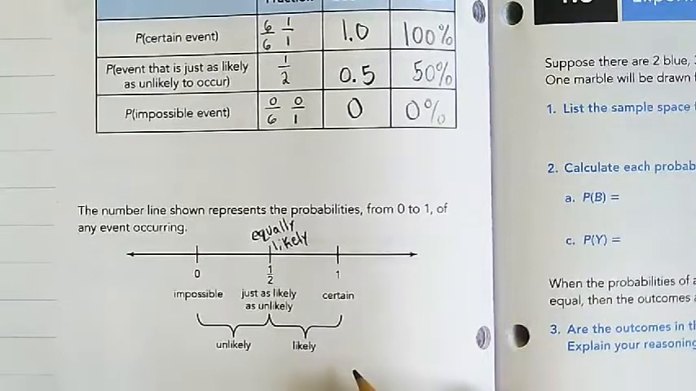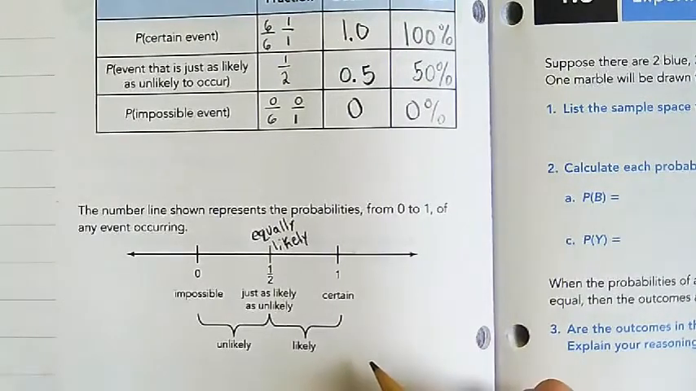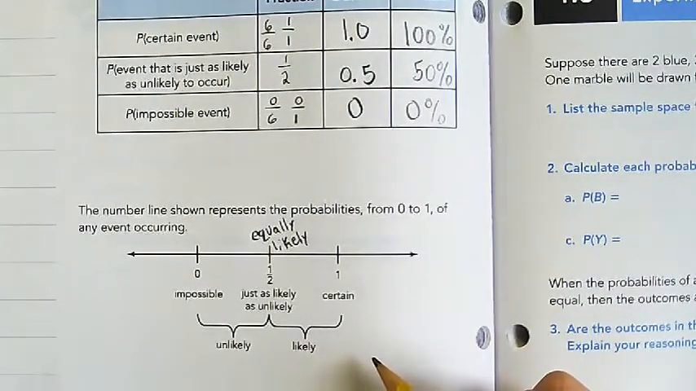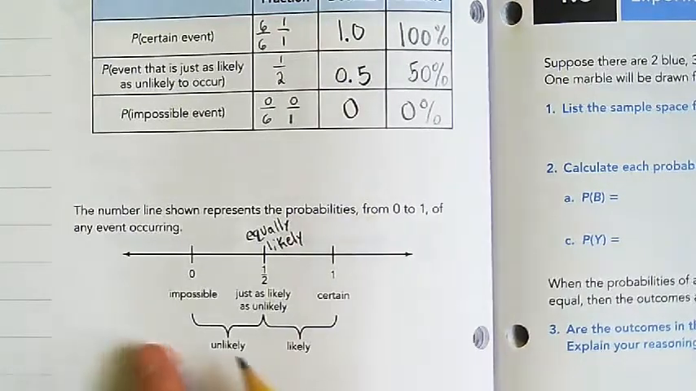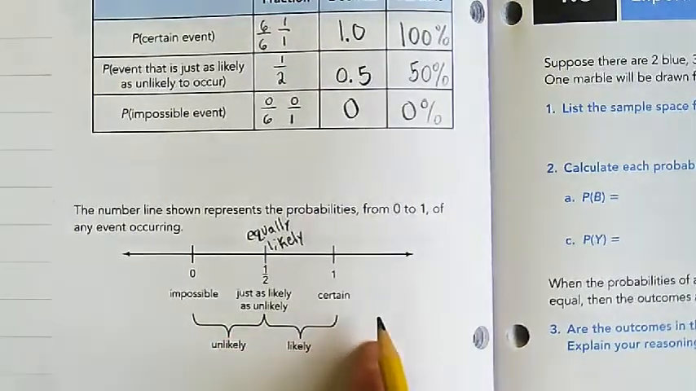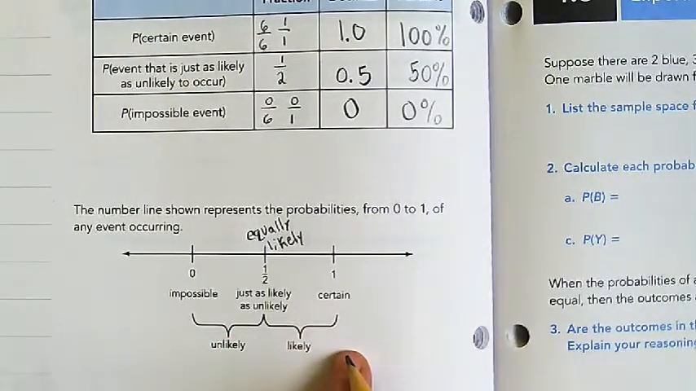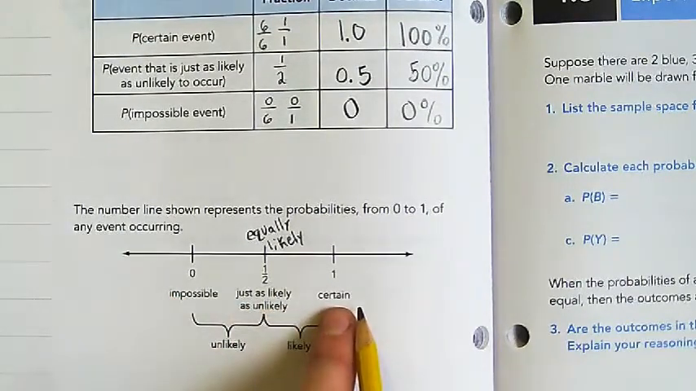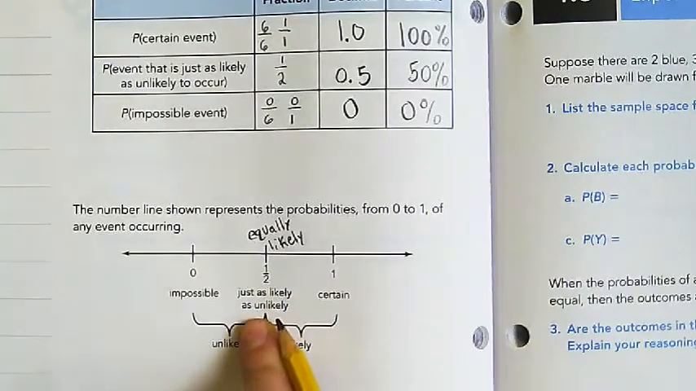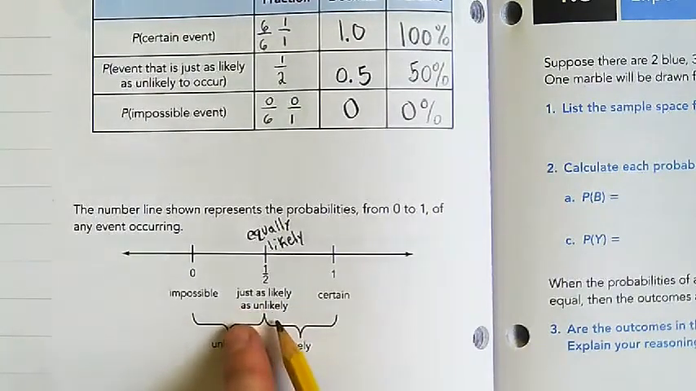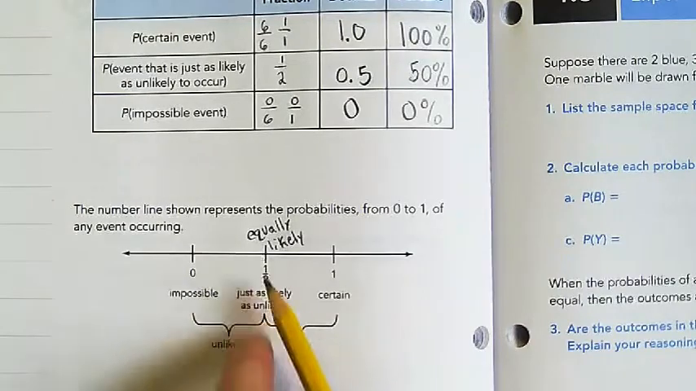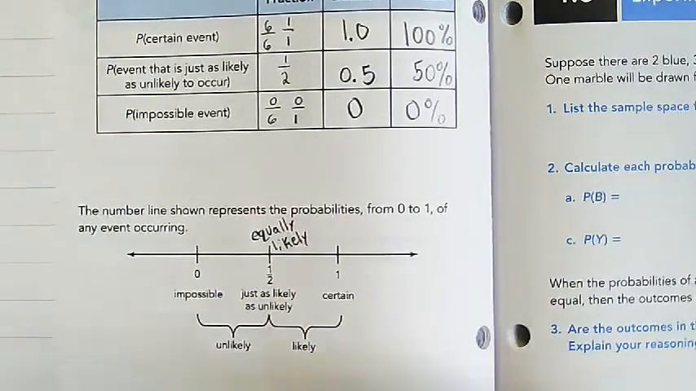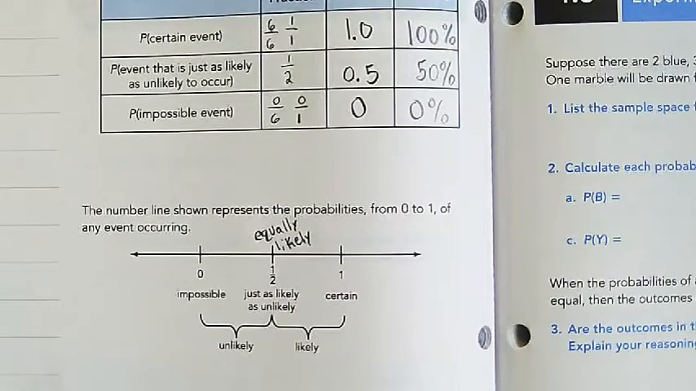So these are some vocabulary terms that you need to be able to connect with probability. Less than a half is unlikely. More than a half, it's likely. 0 is impossible. 1 is certain. And equally likely or just as likely as unlikely is a half.